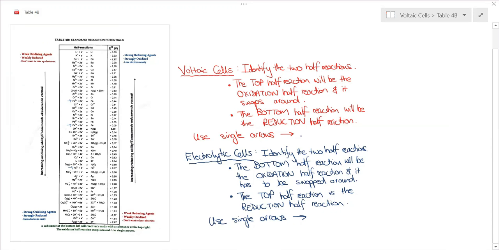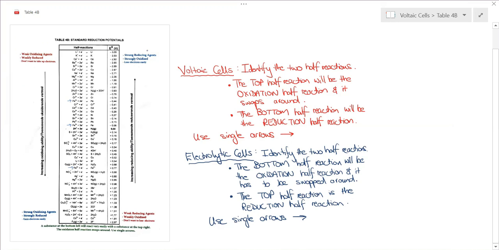When you do a question with electrolytic cells, these are cells that have an electric power supply, a DC power supply. Again, identify your two half reactions from the table. The bottom half reaction will be the oxidation half reaction, and this half reaction has to be swapped around. It is always the oxidation half reaction that has to be swapped around. So for electrolytic cells, which are not spontaneous, you swap the bottom half reaction around, and the top half reaction will then be your reduction half reaction. Again, use single arrows. I must stress that this is for the table 4b.